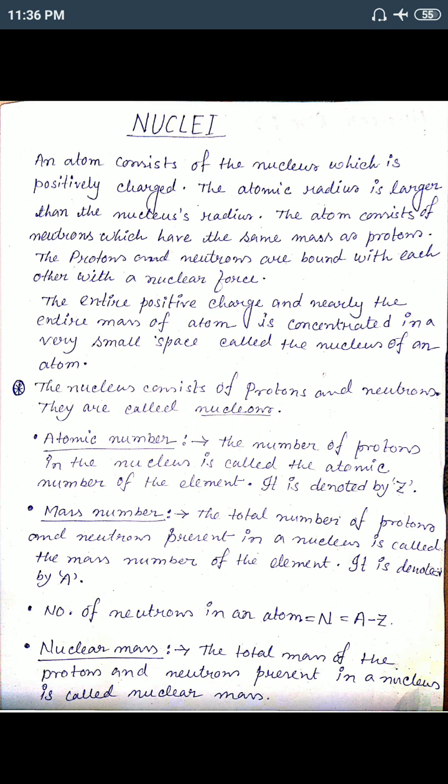The atomic radius is larger than the nucleus radius. The atom's radius is larger than the nucleus radius because the nucleus is a part of an atom. So obviously the radius of the atom is always larger than the nucleus radius.